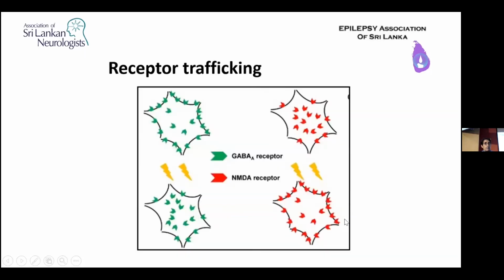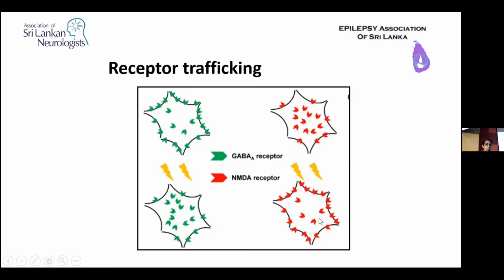So just one more concept that I want to talk to you about before we proceed further. This is called receptor trafficking, which is very important in seizure management. We have two sets of receptors that we talked about when we are talking about seizures, the GABA receptors and the NMDA receptors. When we activate the GABA receptors, the seizure activity will reduce. And those are the receptors that we are targeting when we give the benzodiazepines, which all of you know is the first line treatment for status epilepticus.